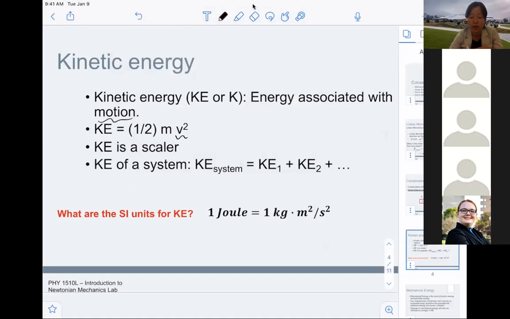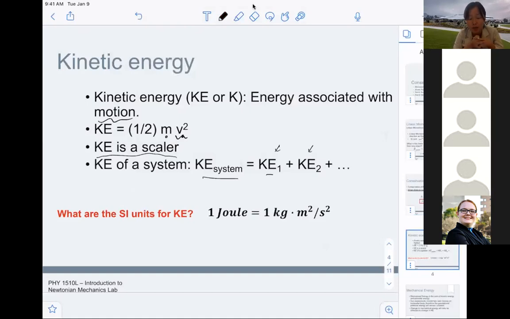So kinetic energy is 1/2 times the mass of an object times the velocity of the object squared. So that's kinetic energy. It is a scalar. So kinetic energy is not like momentum. Momentum has directions. Kinetic energy is only a number, doesn't have directions. Okay, so when you have multiple parts of the system, you simply add up all the kinetic energy together, you get the total kinetic energy of the system. So you have one cart, right? You add the kinetic energy of the one cart, and you have two carts, you add all the kinetic energy together.